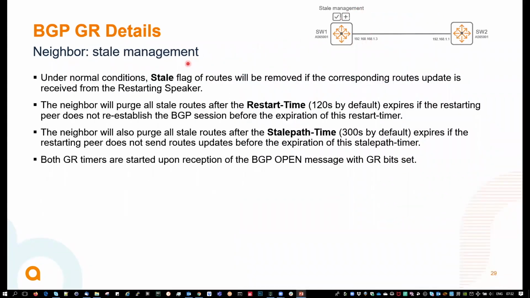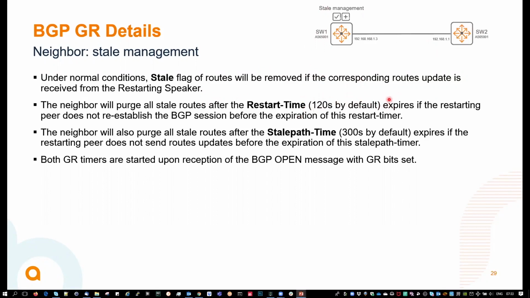Stale management. How will we manage the fact that the status of the route goes from stale to normal? Under normal conditions, the stale flag of those routes that were coming from switch 2 will be removed if the corresponding route update is received from the restarting speaker on the neighbors. The neighbor will purge all those stale routes after the restart time, which is again 2 minutes by default, but it can be extended.